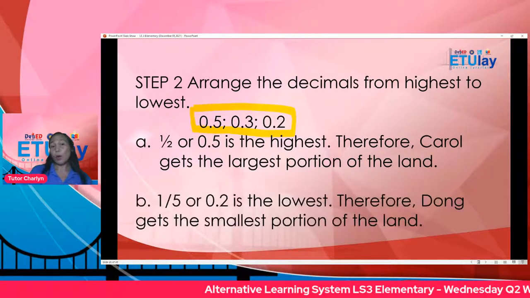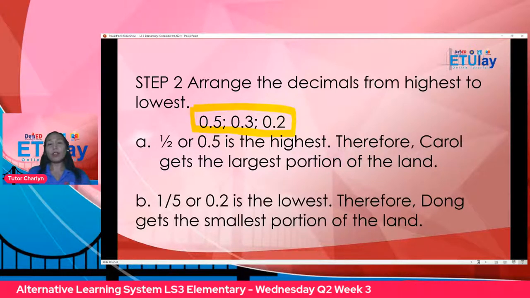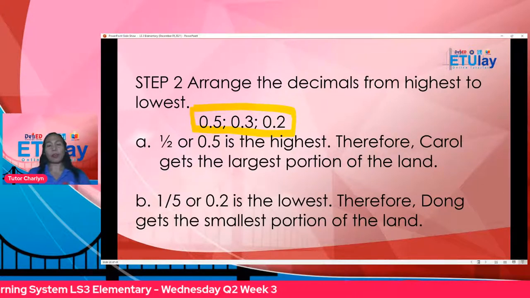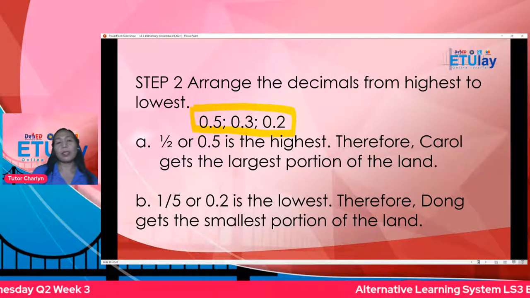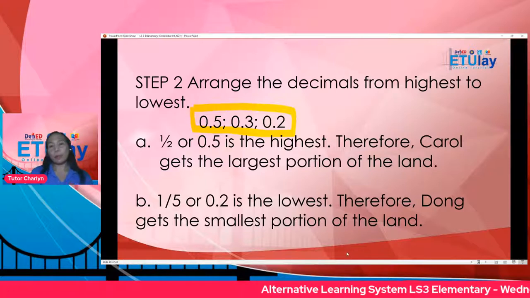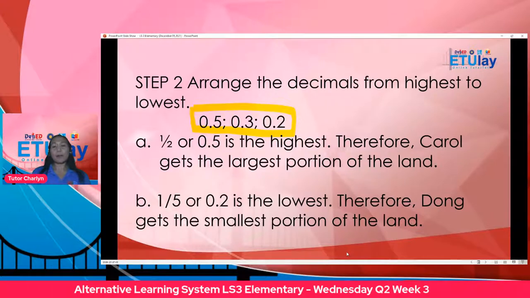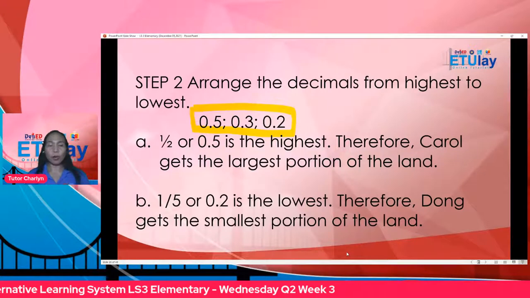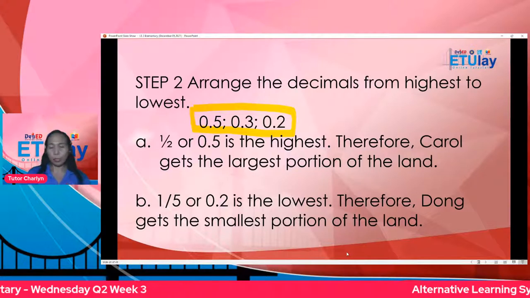1/5 or 0.2 is the lowest. Therefore, Dong gets the smallest portion of the land. The fraction 1/5, or 0.2, is the smallest part. So that is Dong.